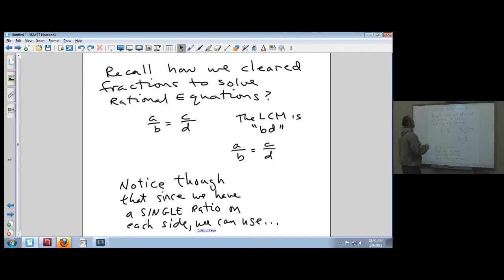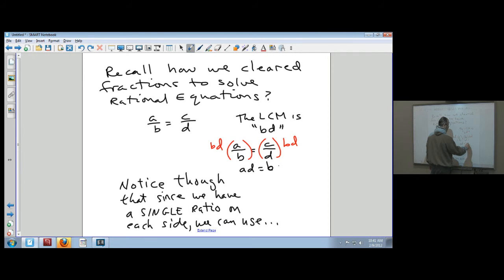So, let's also recall how we cleared fractions to solve rational equations. Ladies and gentlemen, we have this A over B equals C over D. Now, if we clear fractions the way that we learned in the previous sections, then we would look at the LCM as BD. We multiply both sides of this by BD. And on the left, the B's cancel, so we end up with AD. And on the right, the D's cancel, so we end up with BC.